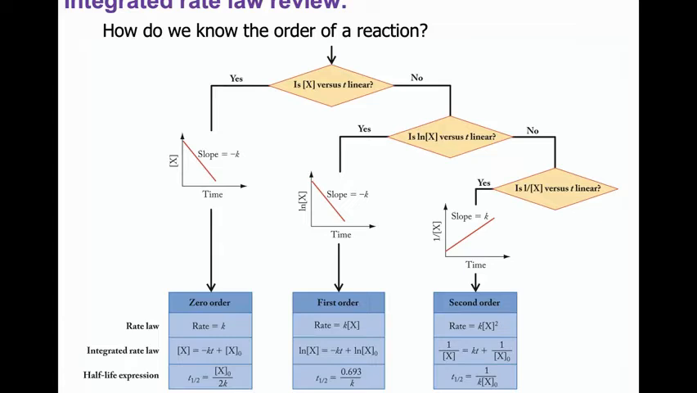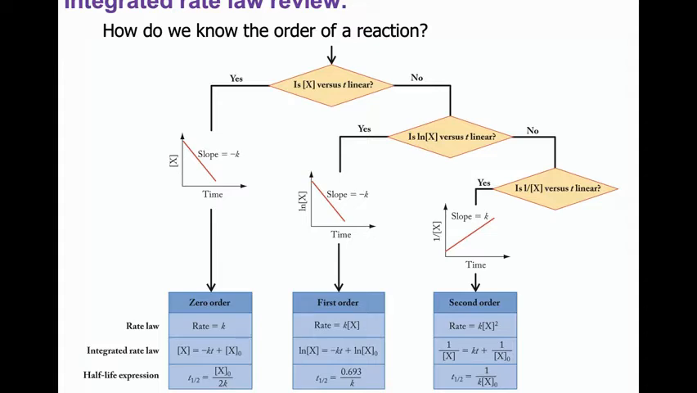Conveniently, your textbook has this nice decision tree for us to think about how we can decide the order of reaction. So we need a plot of data. How is concentration changing with time? That's how we can tell the order of reaction. So our first question is, is the concentration versus time plot linear? If yes, it's a 0th order reaction.